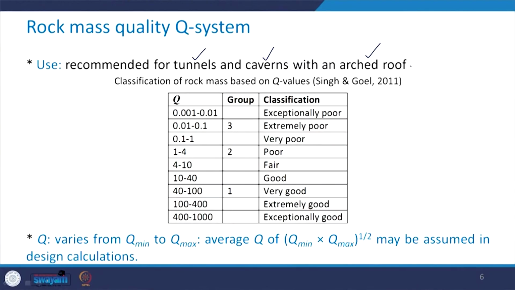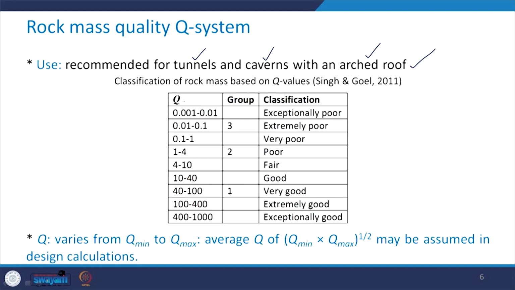So when you have to use this Q system for other types of structures, you need to be careful, and you need to apply a lot of engineering judgment when you use these systems which were developed for some other conditions. So the use is recommended for this situation.